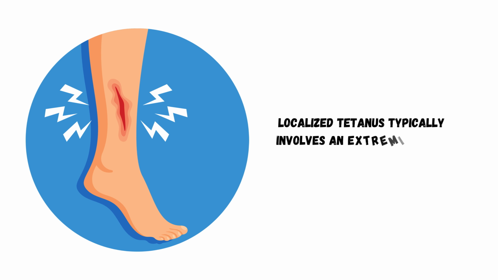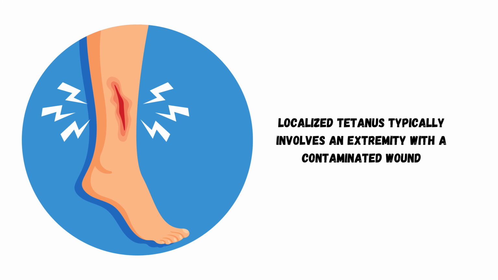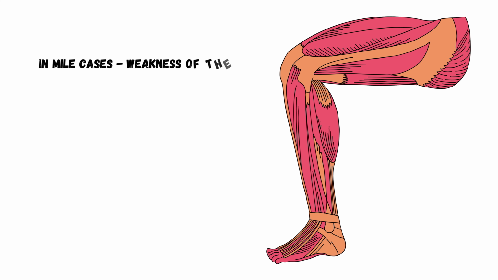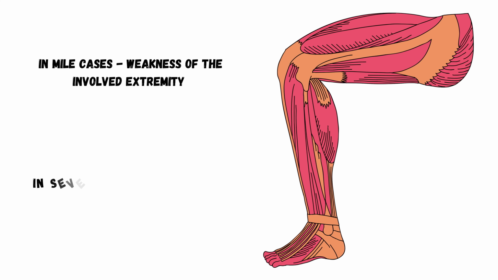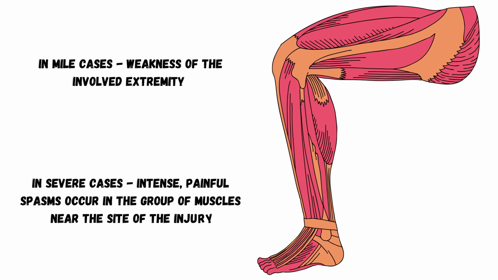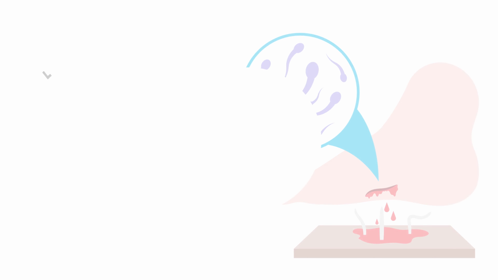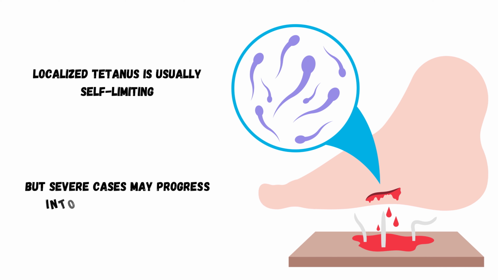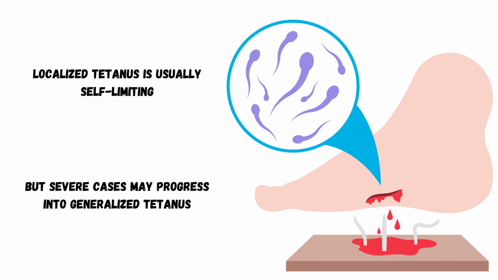Localized tetanus typically involves an extremity with a contaminated wound. The severity of this type is highly variable. In mild cases, there is weakness of the involved extremity, and in severe cases, intense, painful spasms occur in the group of muscles near the site of the injury. Localized tetanus is usually self-limiting, but severe cases may progress into generalized tetanus.